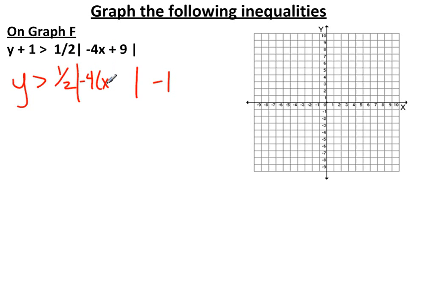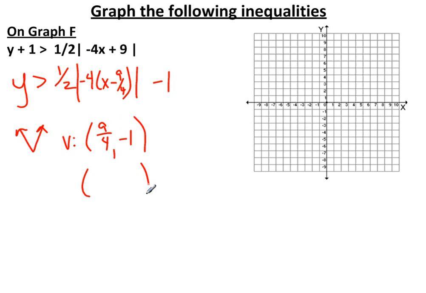If I factor out a negative 4, that's the same as doing the operation of division. So this is going to make it a negative 9/4. So this is going to be an upward-facing absolute value. My vertex is going to be at a positive 9/4, comma, negative 1. Now to make this easier to graph, I might actually just graph 2.25, comma, negative 1.